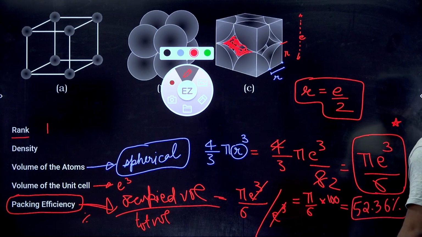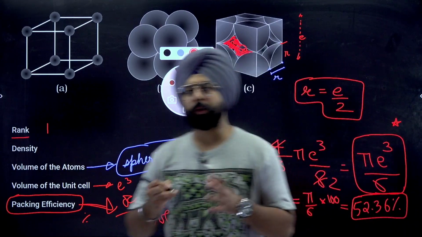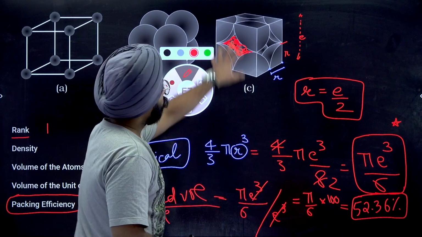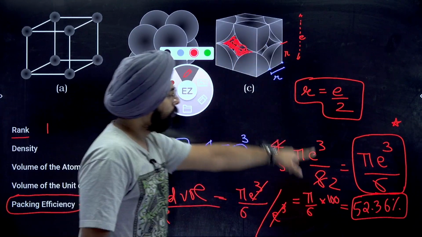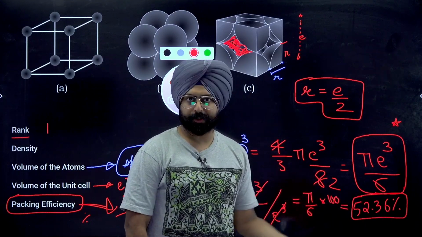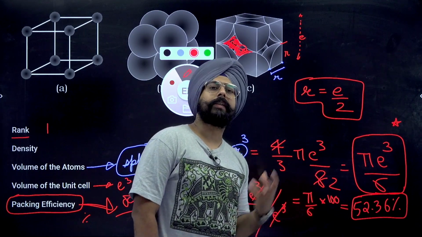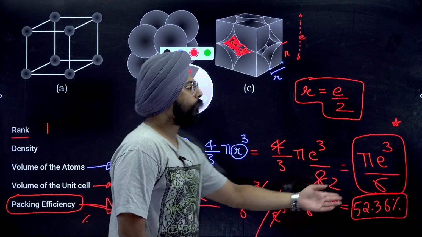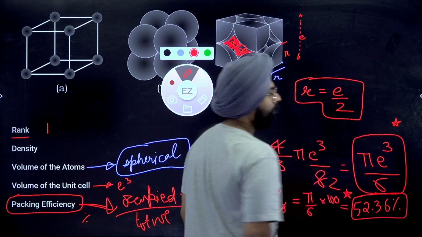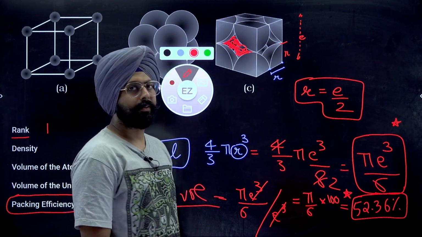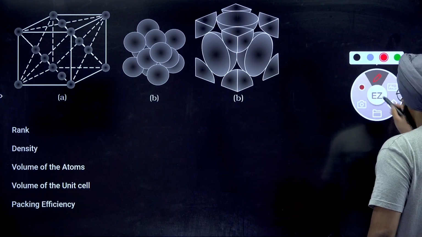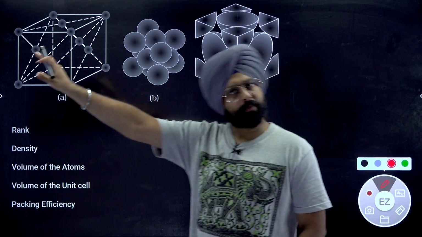52.36%. So essentially, what this means is that inside a simple cubic unit cell, the occupied space is around 52.36%. The remaining is empty space. So the efficiency of packing inside a simple cubic unit cell is 52.36%. This is a value that you have to remember, okay? This is a value that you have to remember. What is this? This is, again as I said, all of them are cubic.